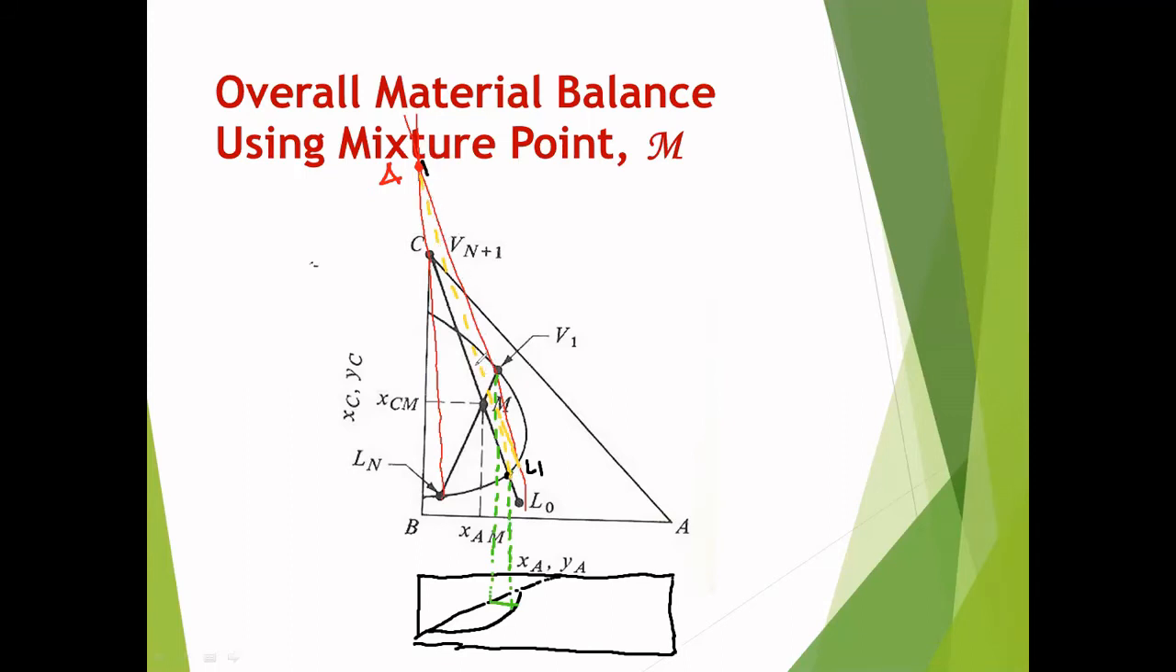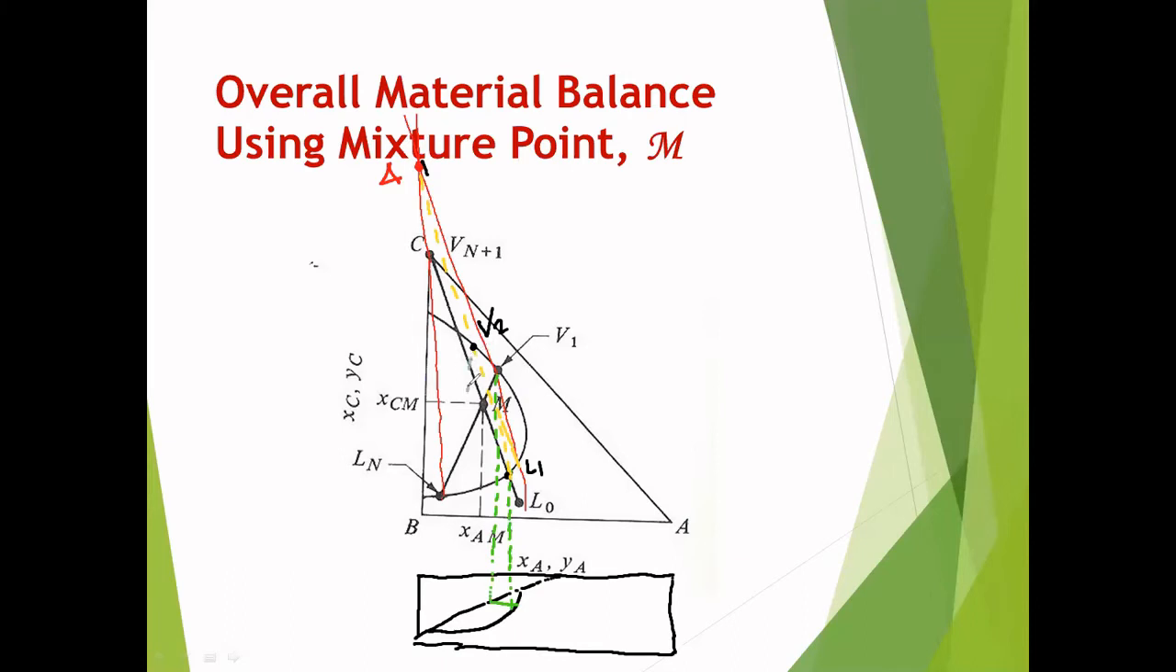The purpose of connecting L1 to delta is to find the next extract block. The point on the upper face envelope where this line connecting delta and L1 intersects is your V2. Now, how do you find L2? The same way you found L1.